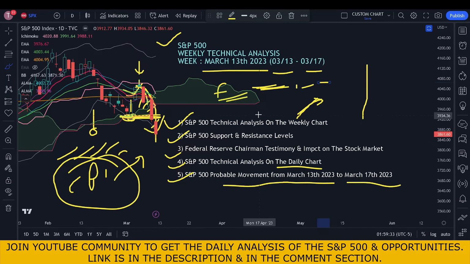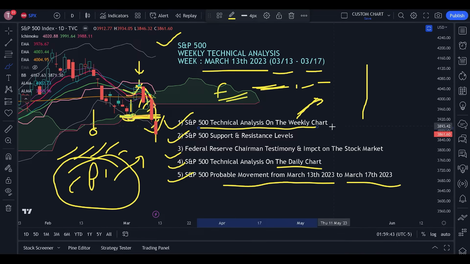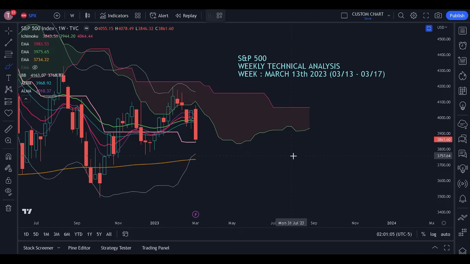Now guys, let's talk about the first point of the agenda of this S&P 500 weekly technical analysis. And the first point of the agenda is the S&P 500 technical analysis on the weekly chart. Let's move on to the weekly chart. Now guys, we are here, and this is the weekly chart of the S&P 500. Also this is the first point of the agenda.